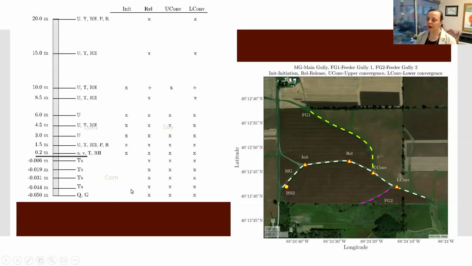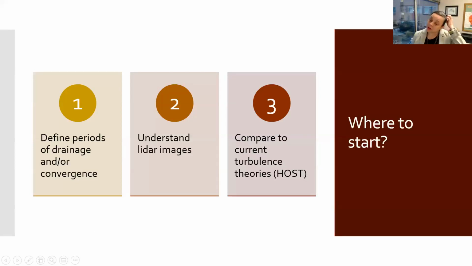And just for reference, we show what instruments were deployed on each of those towers. You'll see this in the corner of several of the slides just to keep us oriented as we're talking. And again, the slope change between initiation and lower convergence is an elevation drop of just about 10 feet. It's a very small elevation drop. Okay, so the campaign was very successful.